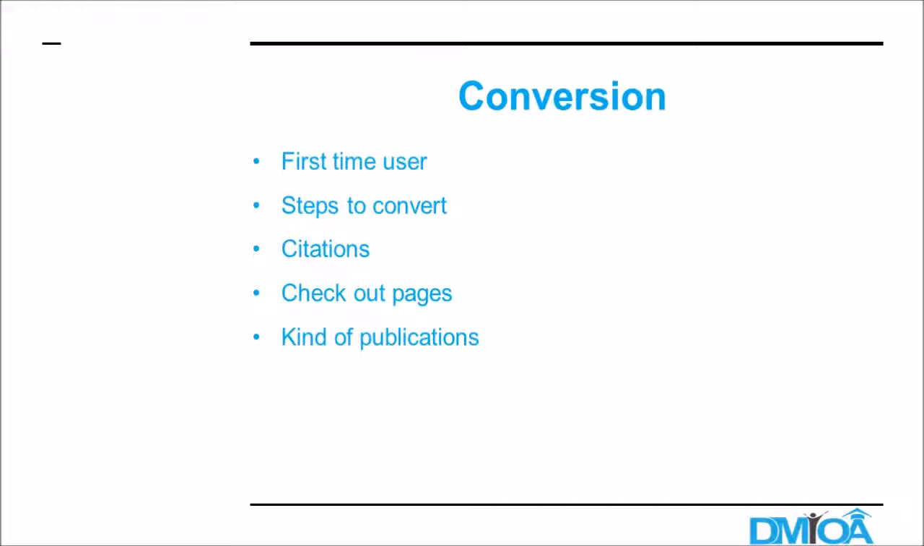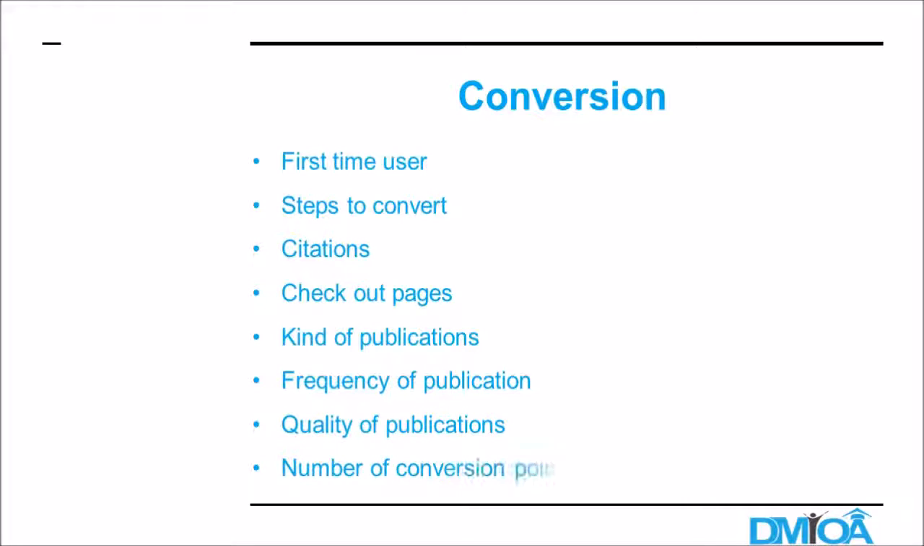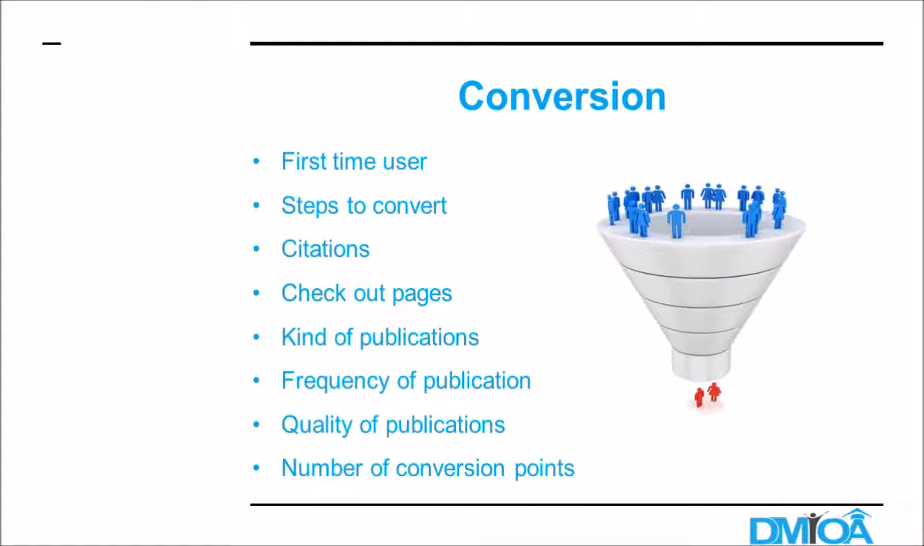What kinds of publications are they doing or working on? How frequently do they publish? What is the quality of those publications? And the number of conversions for each point. You can work that out too. Once you try listening on social media, or you can use certain data scrapers to take out this data about conversion of your websites.